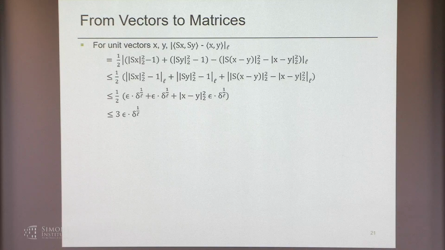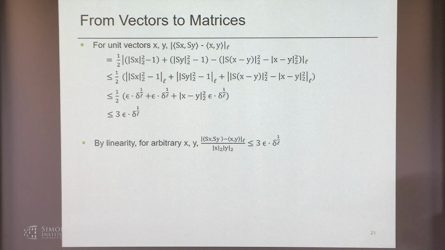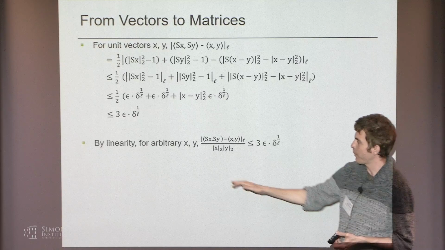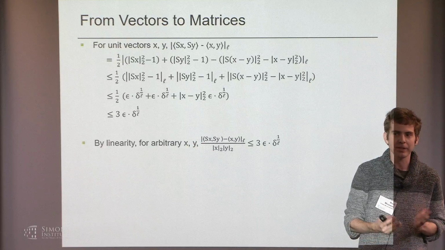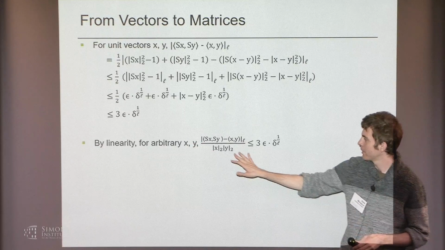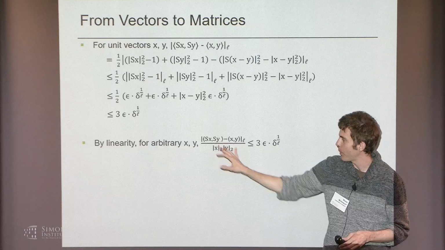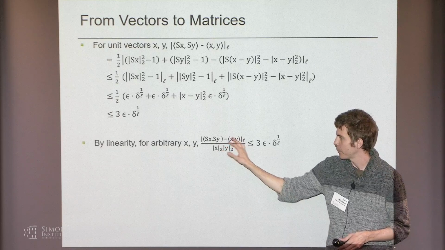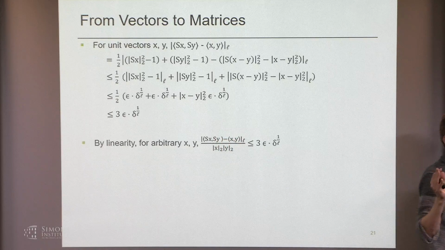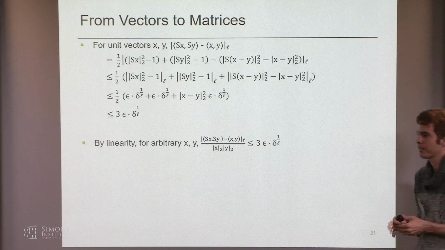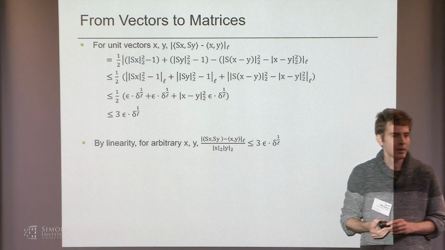So this is at most, say, 3 times epsilon times delta to the 1 over L. So this is just some statement about differences of inner products. This was for unit vectors, but by linearity, for arbitrary x and y we get the same statement. I can divide out by the norm of x and the norm of y, and I get that for arbitrary x and y, this inner product divided by the norms is at most, say, 3 epsilon delta to the 1 over L. Okay, is it clear?